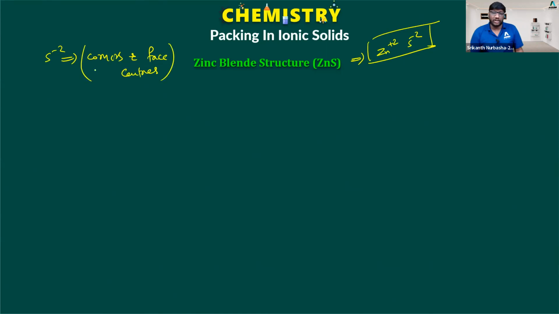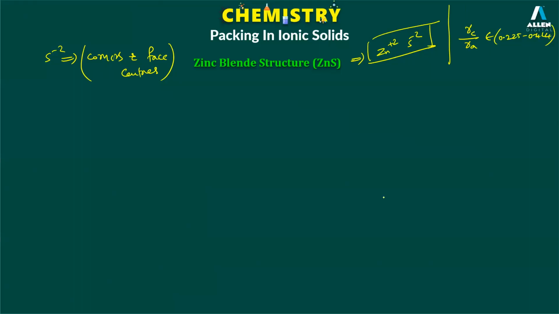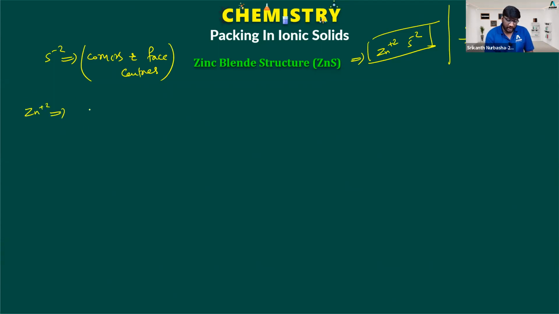If you look at the radius ratio, we know S minus 2 is forming the cubic close packing based on its size. But now we have to fill up the Zn plus 2 ions. Where are they filled? That we don't know. They can be filled in octahedral or tetrahedral voids. To know that, we find the radius ratio, the radius of cation by the radius of anion. Since it belongs to 0.225 to 0.414, you can decide whether the Zn plus 2 are filled in octahedral voids or tetrahedral voids. Tetrahedral. Zn plus 2 ions are occupying tetrahedral voids.